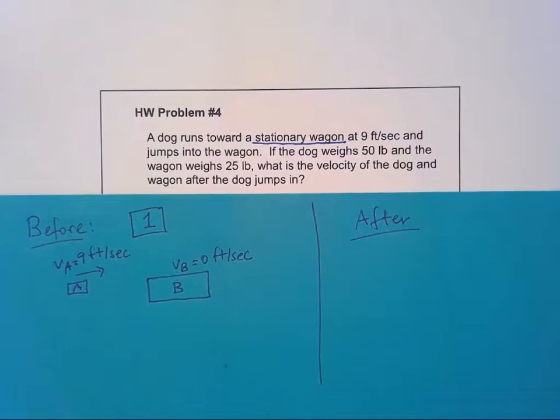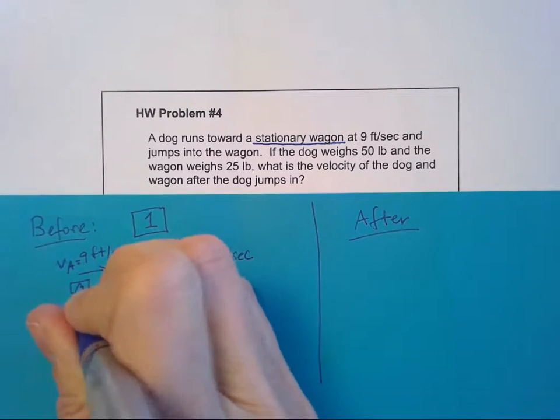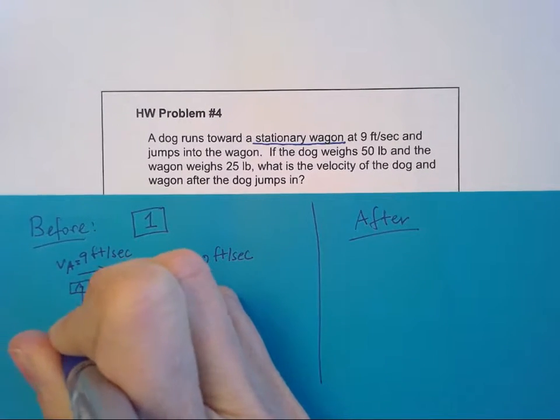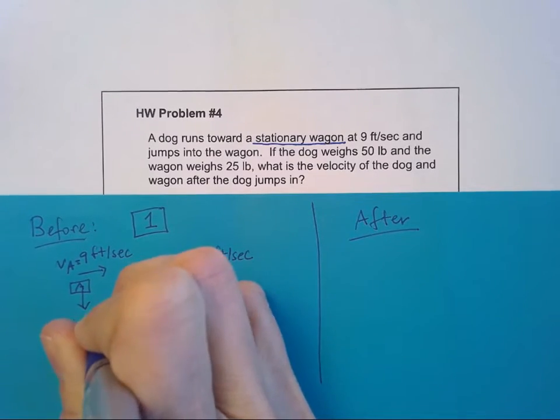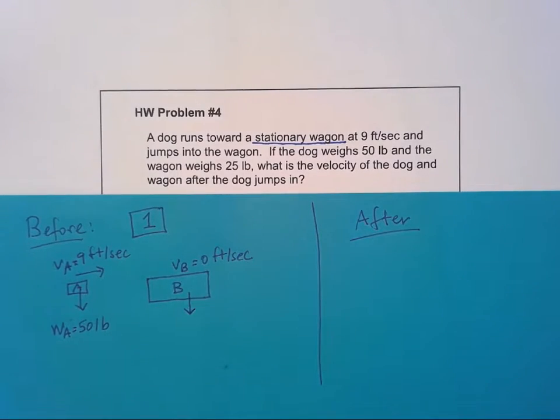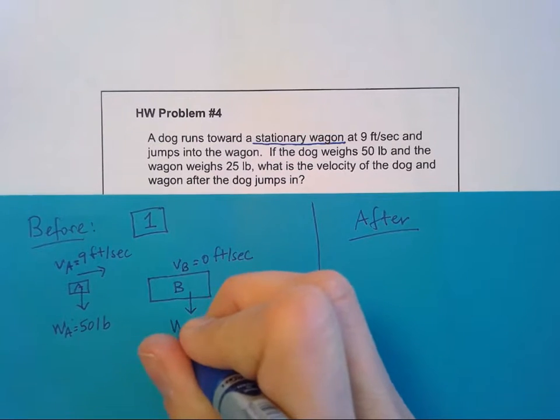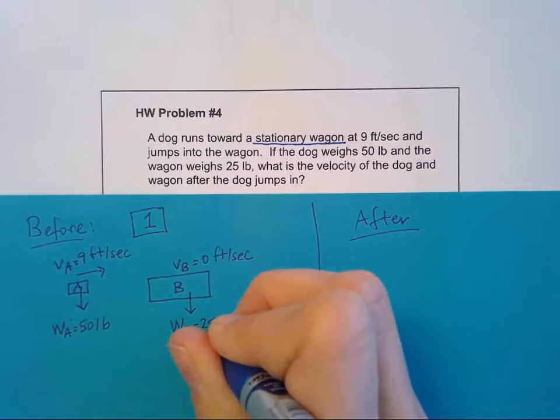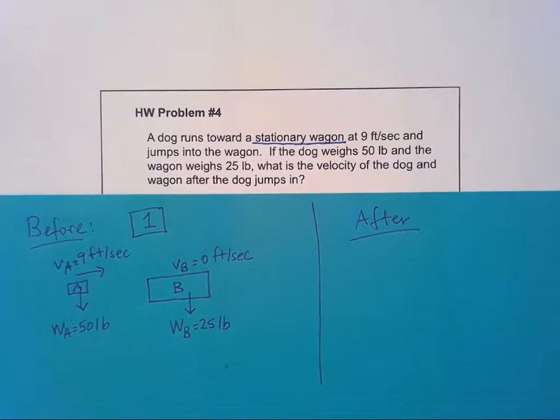Now let's put some weights in here. The dog is going to be 50 pounds. And the wagon is 25. Okay, so that's what's happening. That's all we need to know for our initial condition. Initial weight and initial velocity for our two bodies for our conservation of momentum.